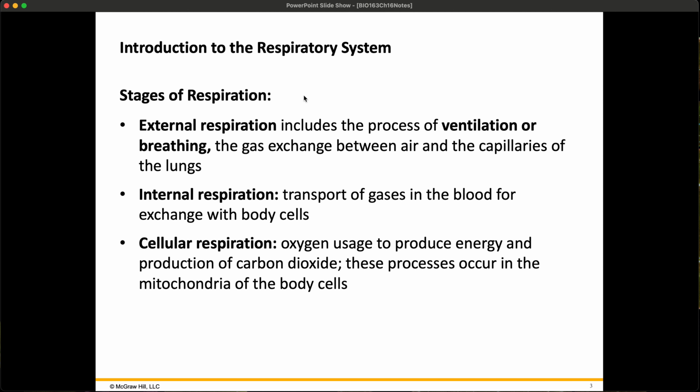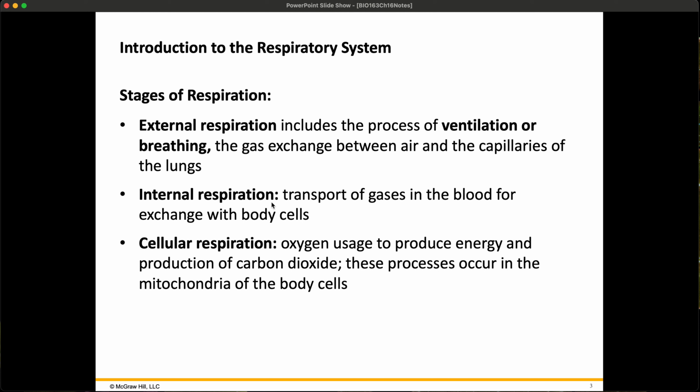So there are different types of respiration. It's not just breathing in and out. There is external respiration, and that is ventilation. That is the actual inhale, exhale. So that process of taking air from the outside in and from inside out, that is your external respiration.